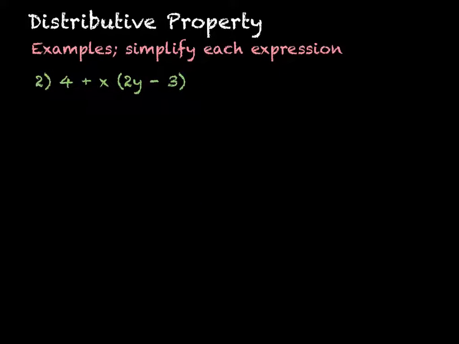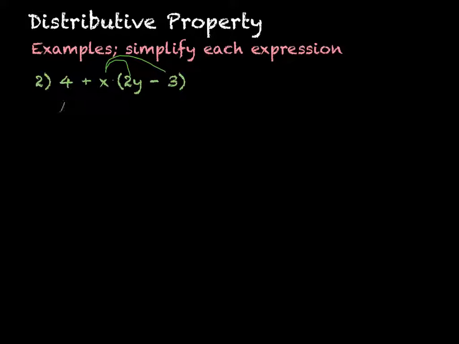For this next example, we have 4 plus x times the quantity 2y minus 3. So this time we remember our order of operations. We have to do our parentheses first, and then we go to exponents, multiplication, and division. We have x times the quantity 2y minus 3. So that's where we're going to start, by distributing in the x.